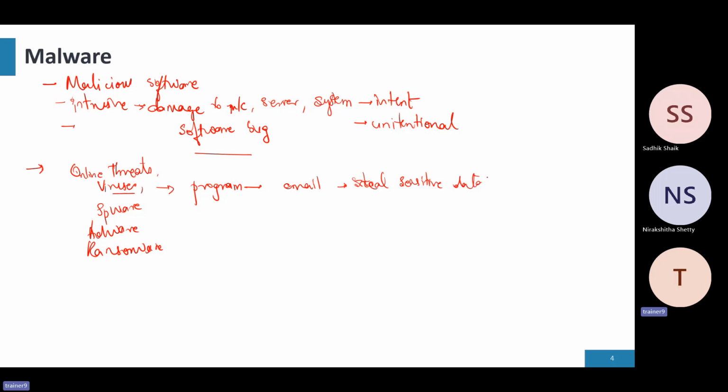Then it can also launch a denial of service attack, right? So denial of service or distributed denial of service attacks, it can try to execute these. Or, let's say, even ransomware attacks, it can execute those too, right? Primarily, they spread through file sharing, email attachments, downloads and so on.